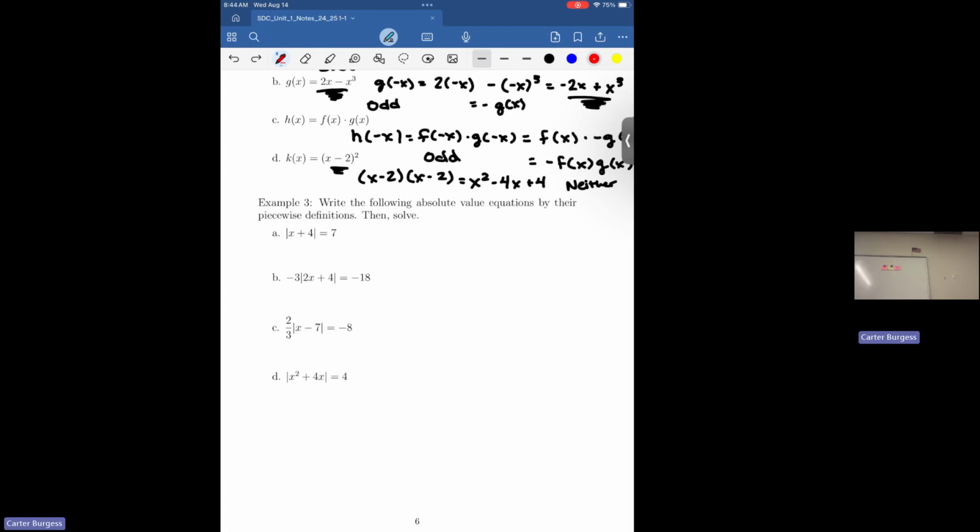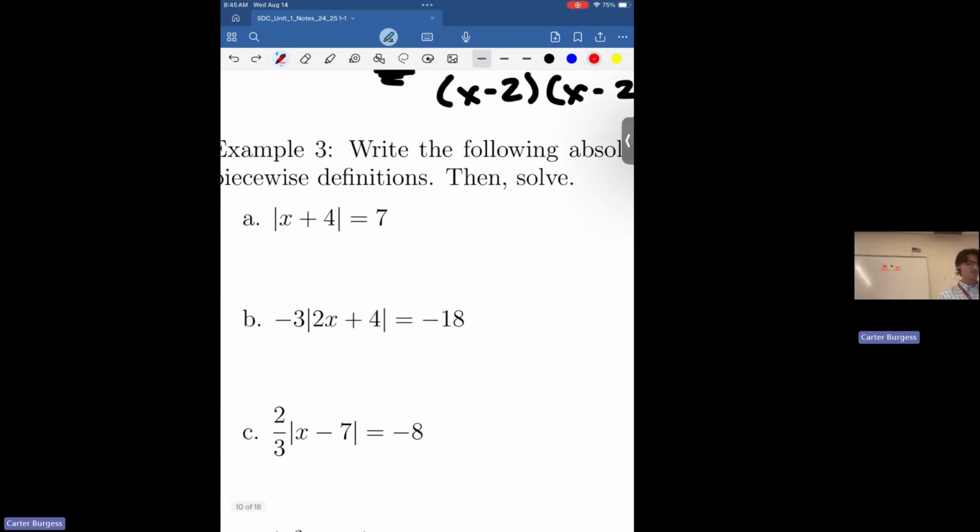So in this case, example 3, I have given you a whole bunch of absolute value equations. Ultimately, our goal is to solve absolute value equations. I've given you 2 tasks. I first want you to write them as piecewise equations, and then I want us to actually go about solving these piecewise equations. All right. Let's start with A.